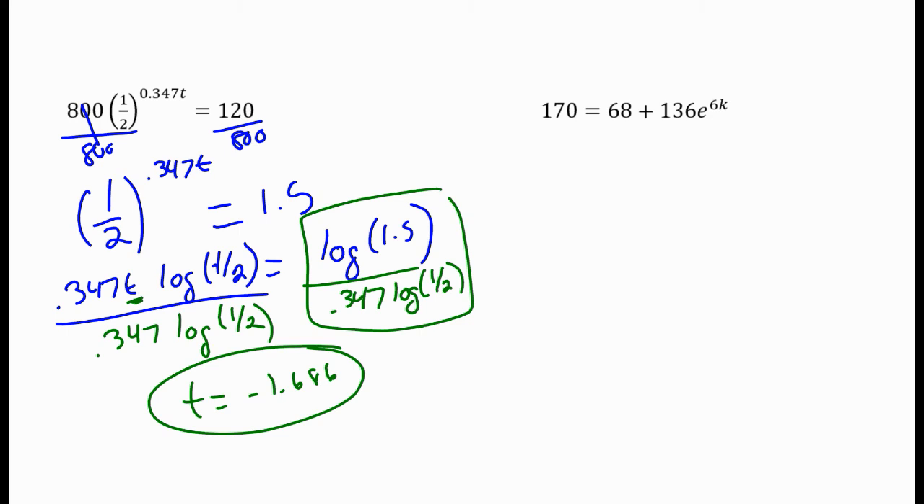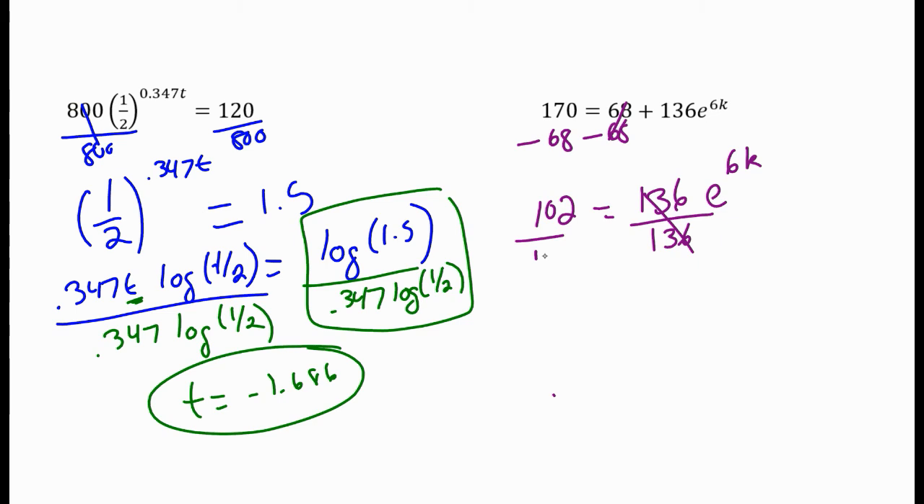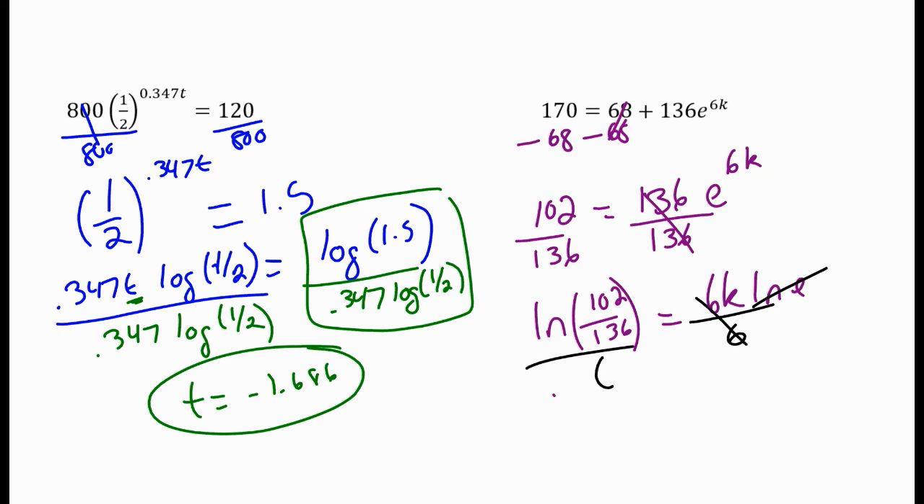The last one. The first thing I need to do is subtract over that 68. We get 102 equals 136 e to the 6k. I'm going to divide by 136 before I log both sides. That does not look like a nice number, so I'm going to leave it. Because I have an e, I'm going to natural log both sides. When I natural log both sides, that exponent comes down front, and we all know the ln of e is 1. So all I have to do is end up dividing by 6. So that's the answer as a logarithm.